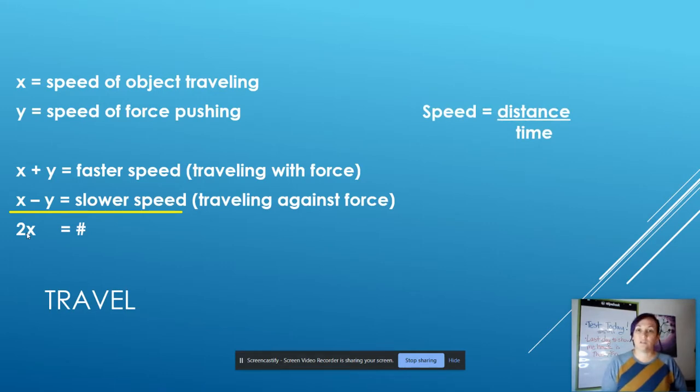If they don't tell you the speed, if they tell you they traveled this far and it took them this many hours, you can calculate the speed by dividing the distance that you traveled by the time that it took you to go that far. So if they don't actually tell you the speed, you are able to calculate it. It's distance divided by time. And then again, that is what goes over here after the equal sign.